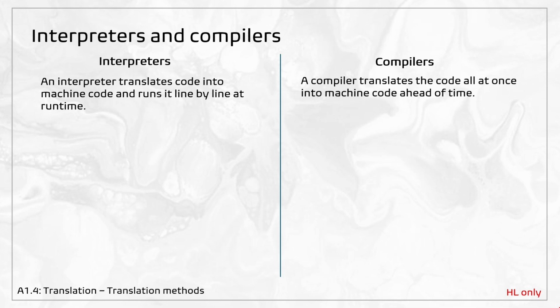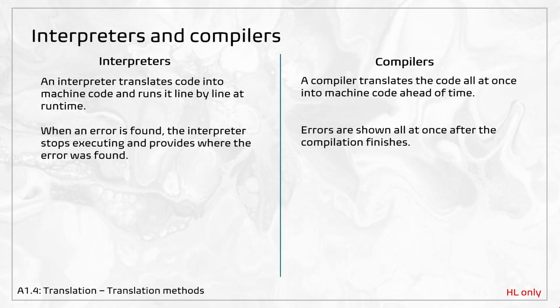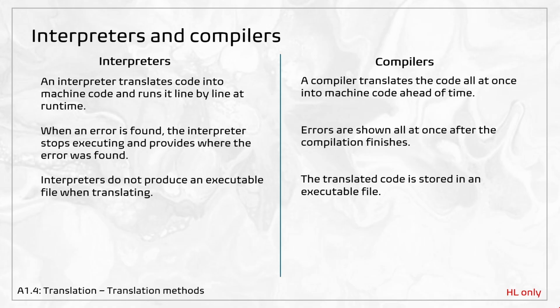There's a few key differences between interpreters and compilers as a result. Firstly, error checking. When interpreters find an error, they stop translating and provide where the error was found. A compiler doesn't stop, but instead translates everything anyway and produces an error log of all the errors in the code. Secondly, when compilers finish translating, they produce an executable file for the program, while interpreters do not.